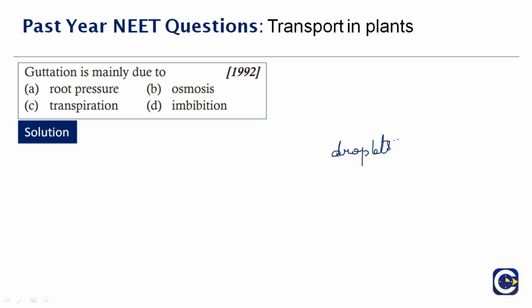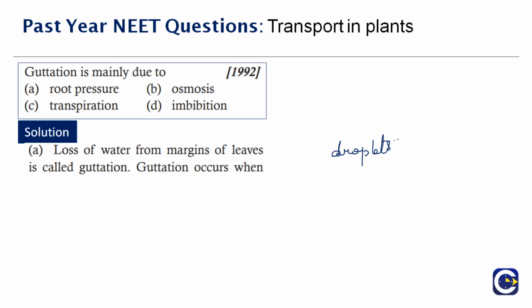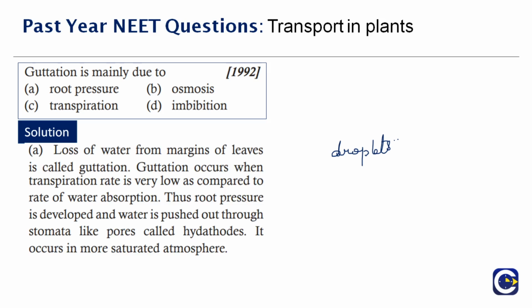I told you that when water is not necessary for the plant and is present in excess amount, it will be liberated from the plant in the form of droplets. So that will get absorbed in the air. So loss of water from the margin of the leaves is called guttation. Guttation occurs when the transpiration rate is very low. When will the transpiration rate become low? When there is a lot of root pressure. So guttation is mainly due to root pressure. So the correct answer to this question is option A, root pressure.